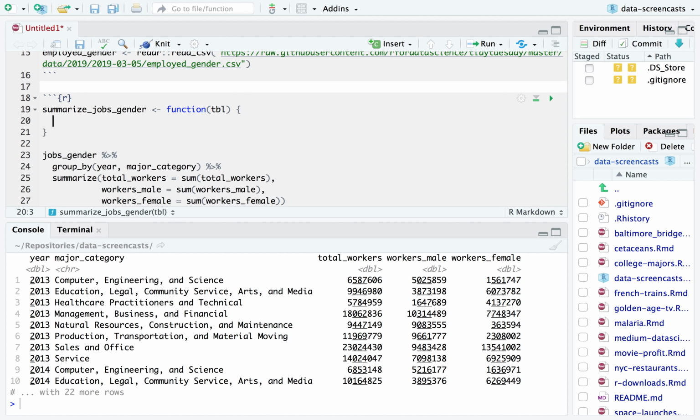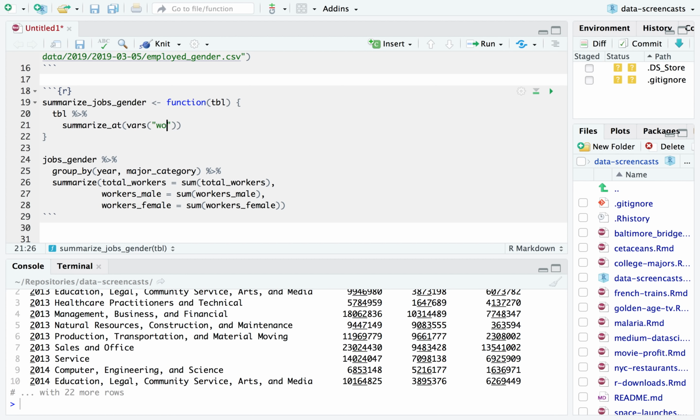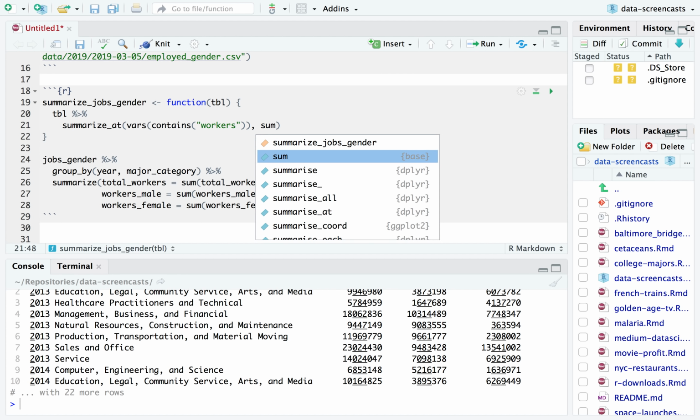It's going to take a table of jobs gender that's been grouped, and I'm going to do two aggregations on it. This is what I was thinking about earlier when I was saying I want to summarize the total of these columns but the median of others. I'm going to say summarize at. Everything that includes the word summarize at is super handy. Anything that includes the word workers, I want to sum.